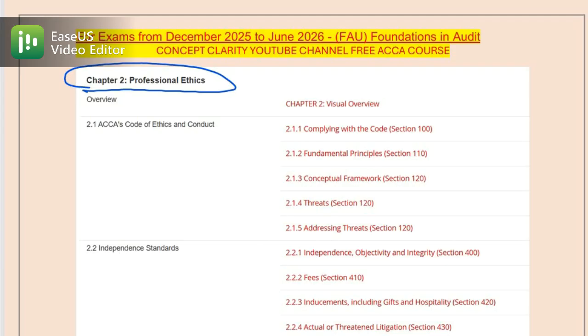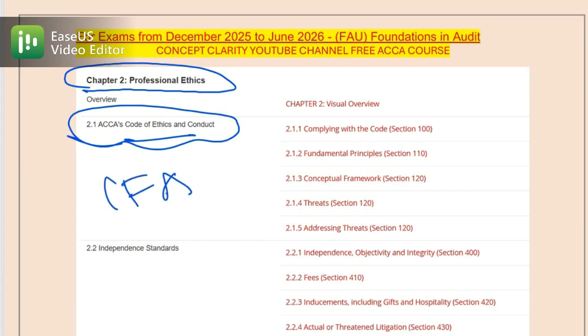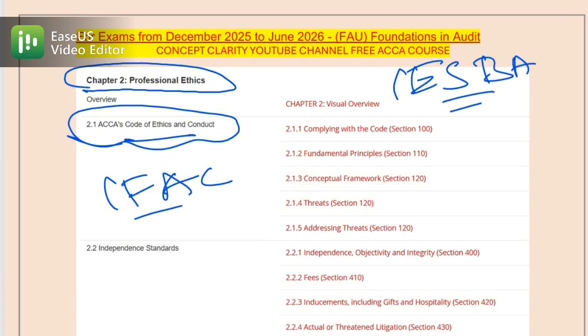Now this whole chapter revolves around the ACCA Code of Ethics and Conduct. ACCA is a member of IFAC, the International Federation of Accountants, and the ACCA code is based on IESBA, the International Code of Ethics for Professional Accountants. Don't worry too much about the names. What matters is understanding what the code actually says and how it works in practice.